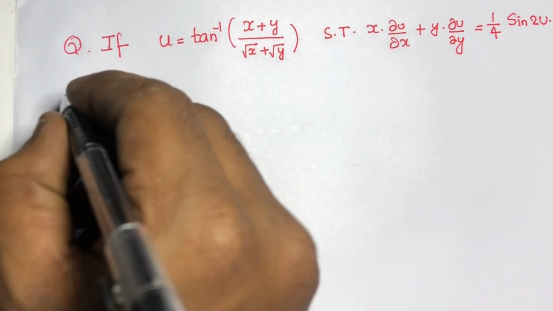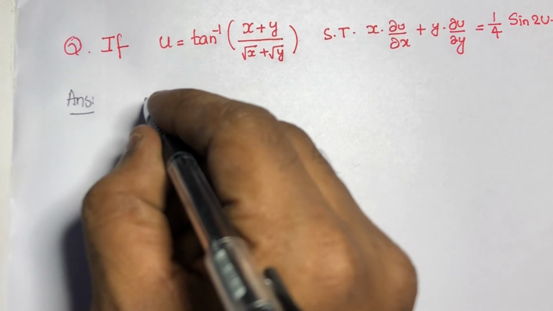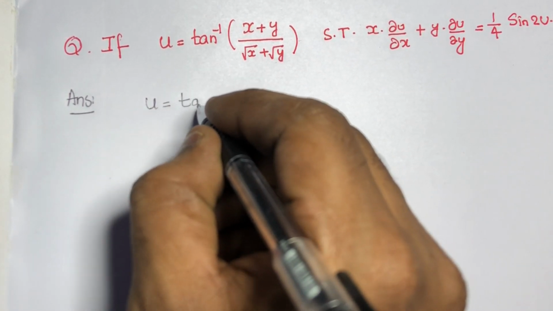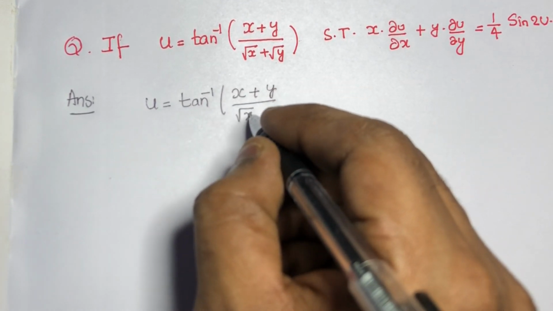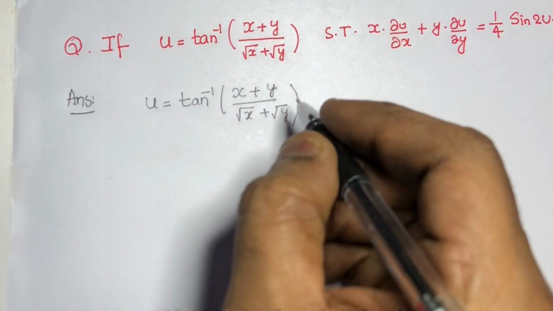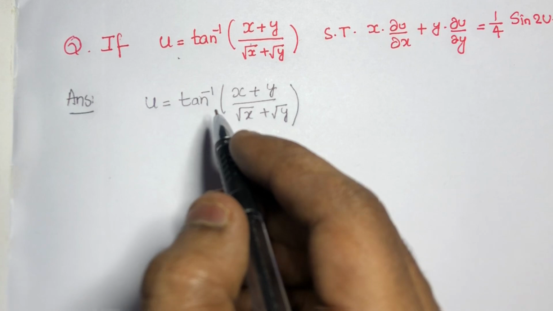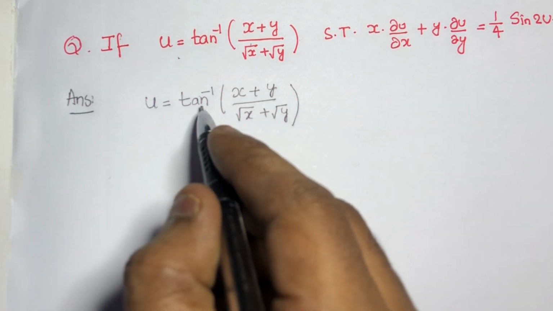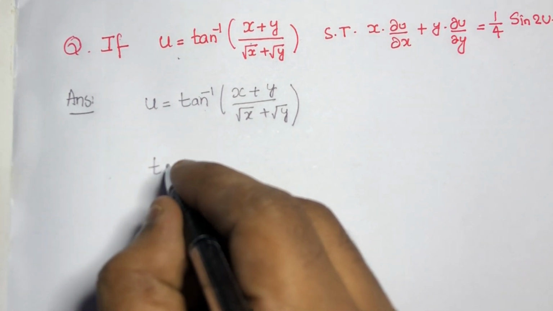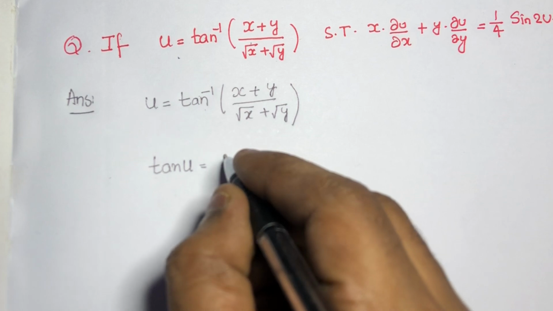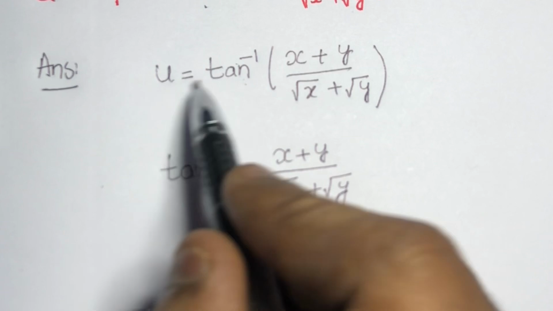So, solution. First consider u is equal to tan inverse of (x plus y) by (root x plus root y). From the question I consider this. Since it is an inverse trigonometric function, it now becomes tan u is equal to (x plus y) by (root x plus root y). Simply bring tan inverse to this side, it will become tan u.